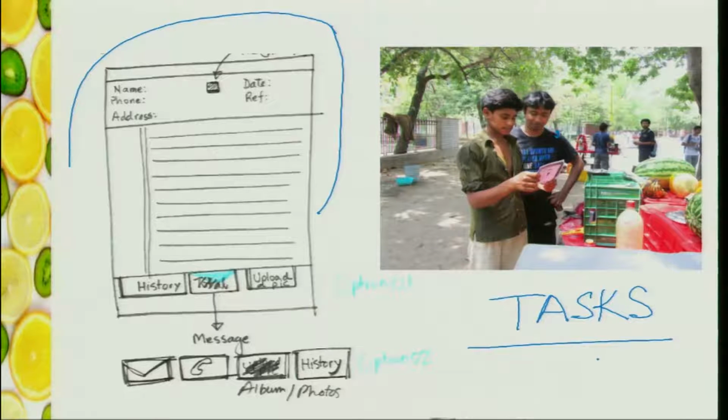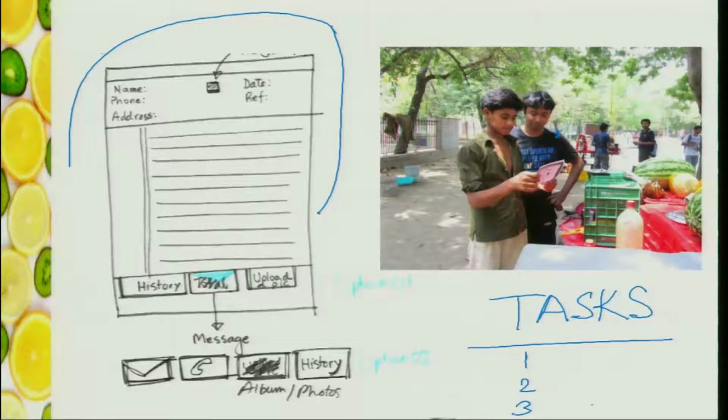Now, where do these tasks come from? They come from the things that we have in our persona, the details that we have in our scenarios. We've built our scenarios around what the user's goals, motivations, intents are, and based on that we build our tasks.